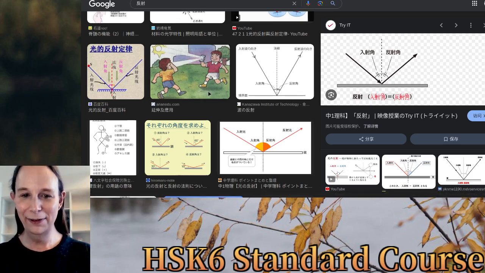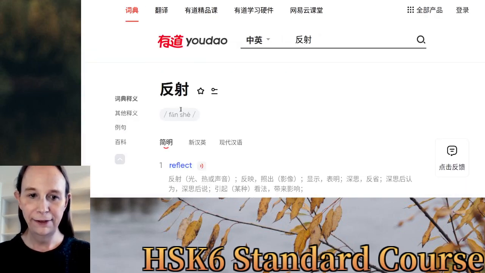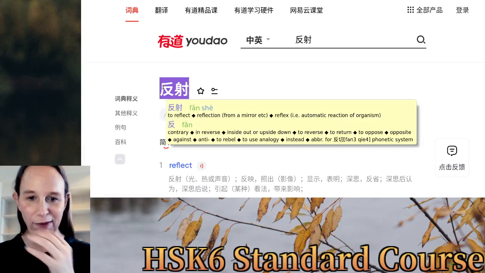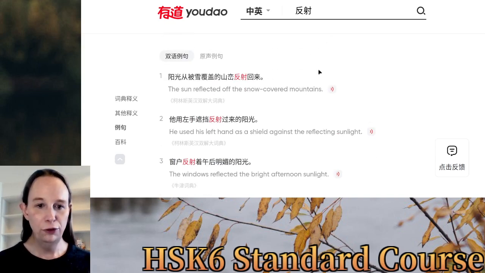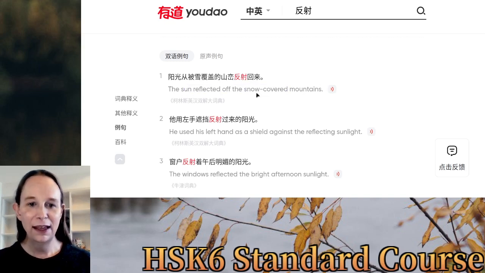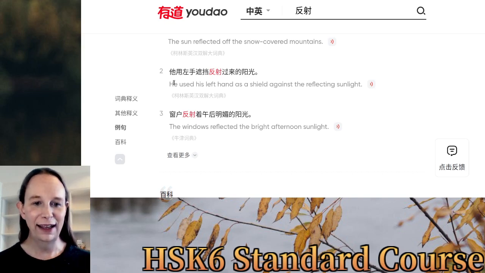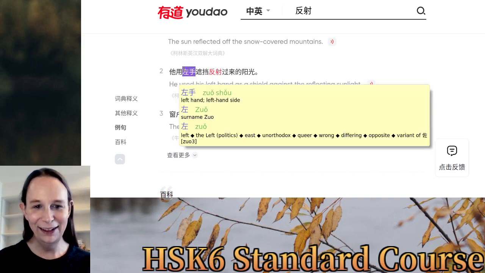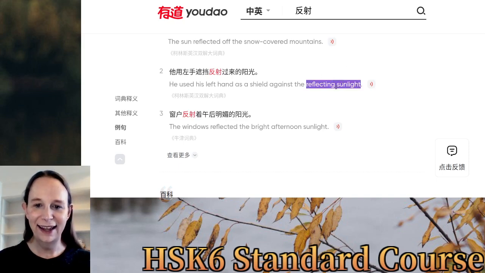All right, so reflect. I don't think this has a figurative usage. 反射阳光从被雪覆盖的山峦反射回来. Yeah, exactly, just that, really. 山峦, basically just 山. 他用右手, right, 左手他用左手遮挡反射过来的阳光. Yeah, so they're all reflecting sunlight. All right.